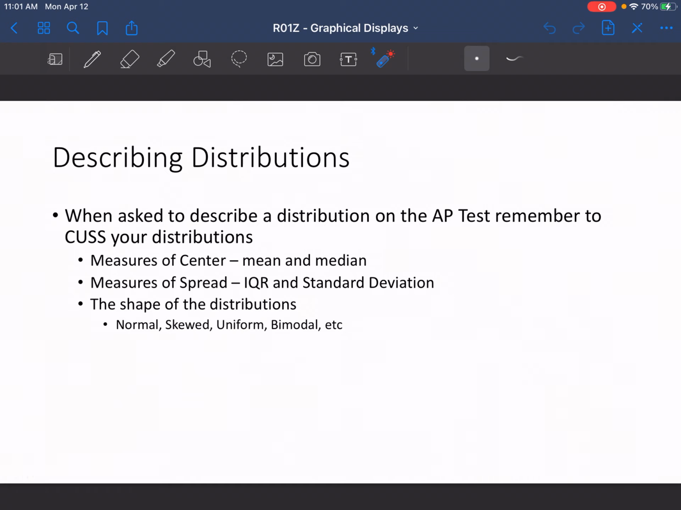When we're asked to describe distributions, we need to make sure that we discuss our distribution on the AP test.